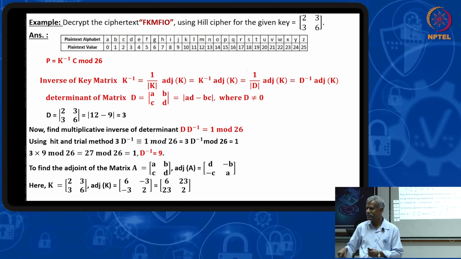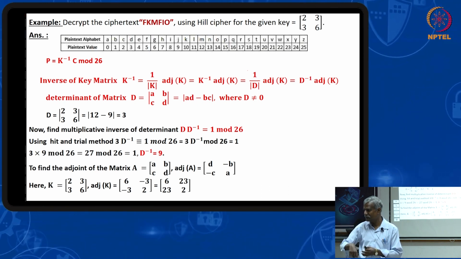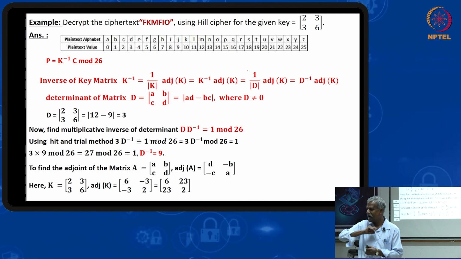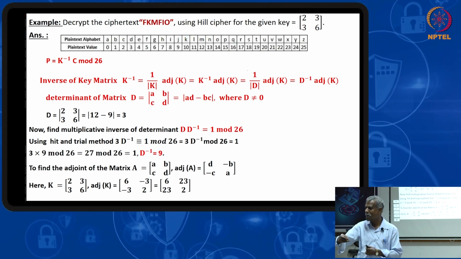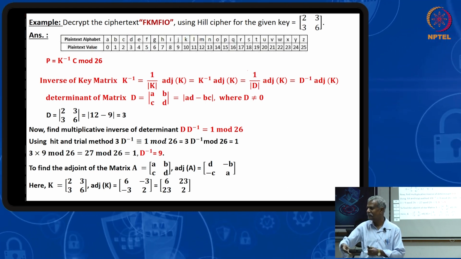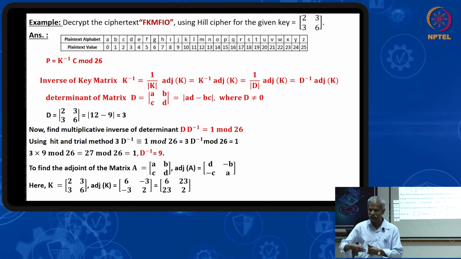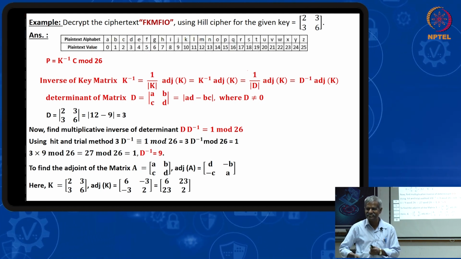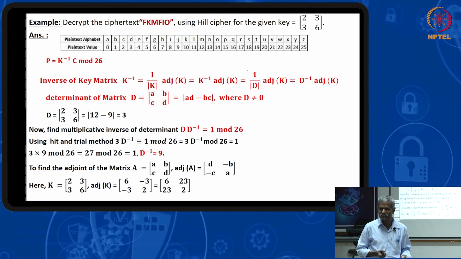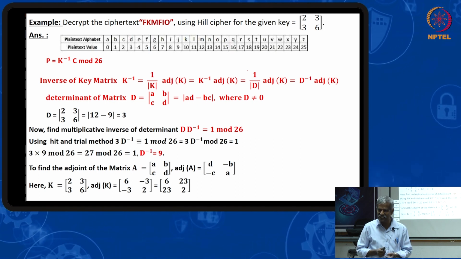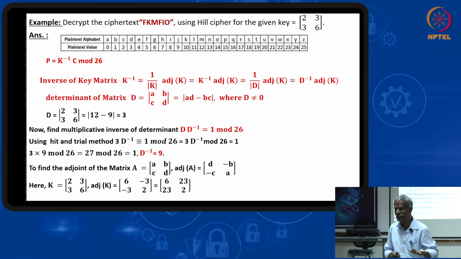So minus 3 plus 26 is 23. So minus 3 is equivalent to 23. Modulo 26 algebra means you can add 26. Minus 3 plus 26 is 23, 23 plus 26 is 49, 49 plus 26 is 75, and 75 plus 26 is 101. Like that you can go on adding 26. Always, if you add 26 to the existing one, it is equivalent.